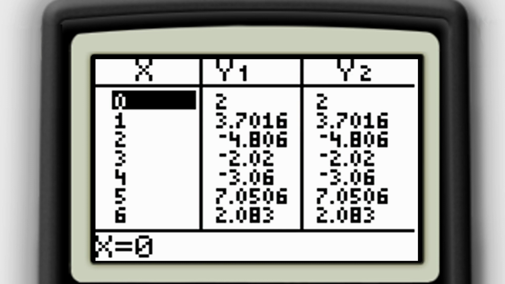And lastly, going to our table feature, we should see 3 columns. The x column is our values of x, or theta, the angle values. Our y1 is the left-hand side of the equation, and our y2 is the right-hand side of the equation. And we should see that all y values are equal to each other, verifying the identity.